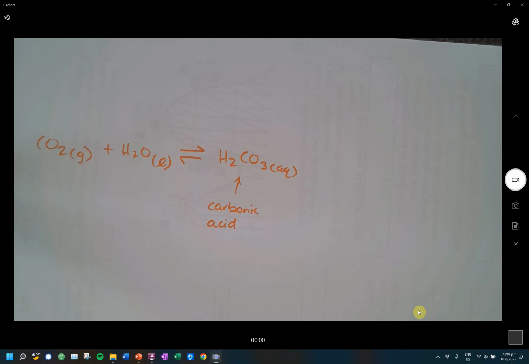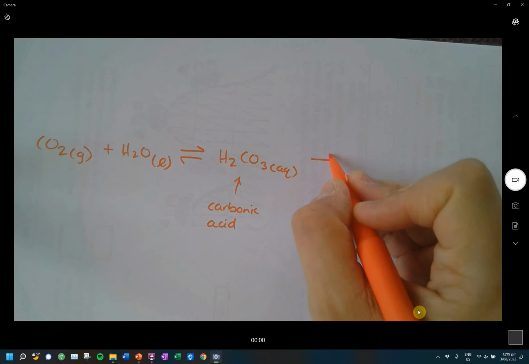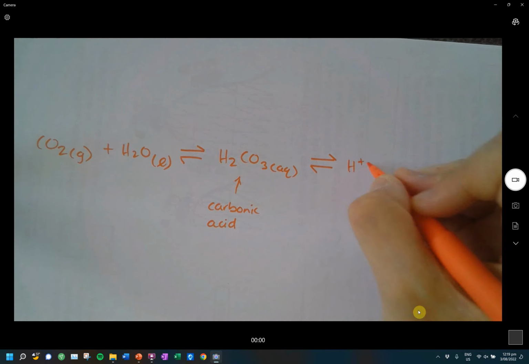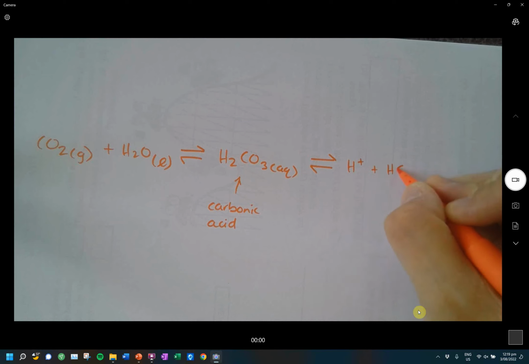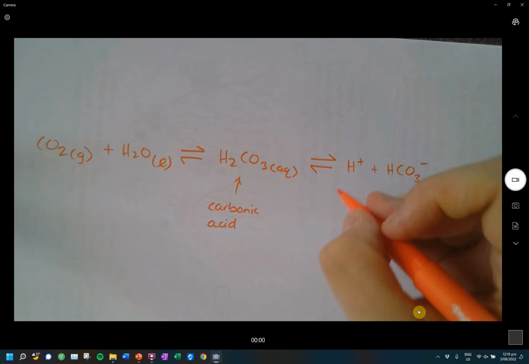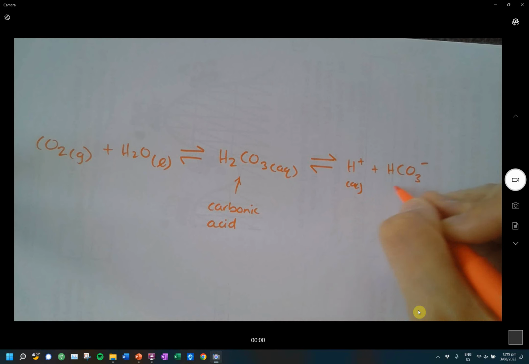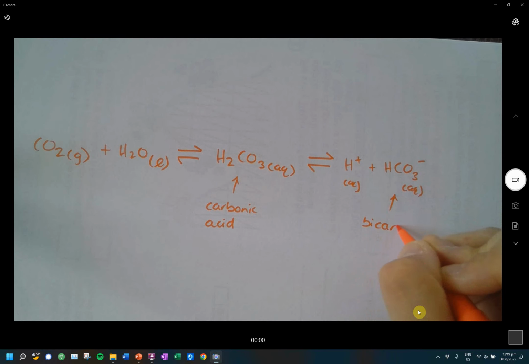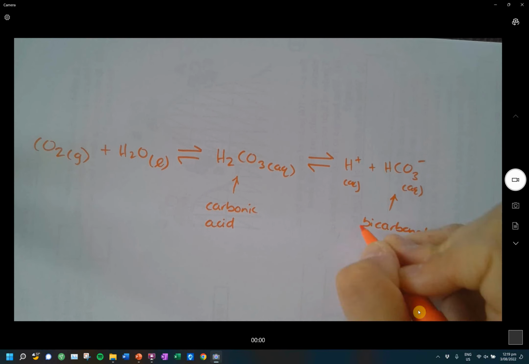So now I have my acid molecules in the water, and we know that acids dissociate. This one is a weak acid, so it will dissociate and reform. When it dissociates, it releases one hydrogen ion, and then you form bicarbonate. Both of these are aqueous. Or hydrogen carbonate's the other word that you would have seen.